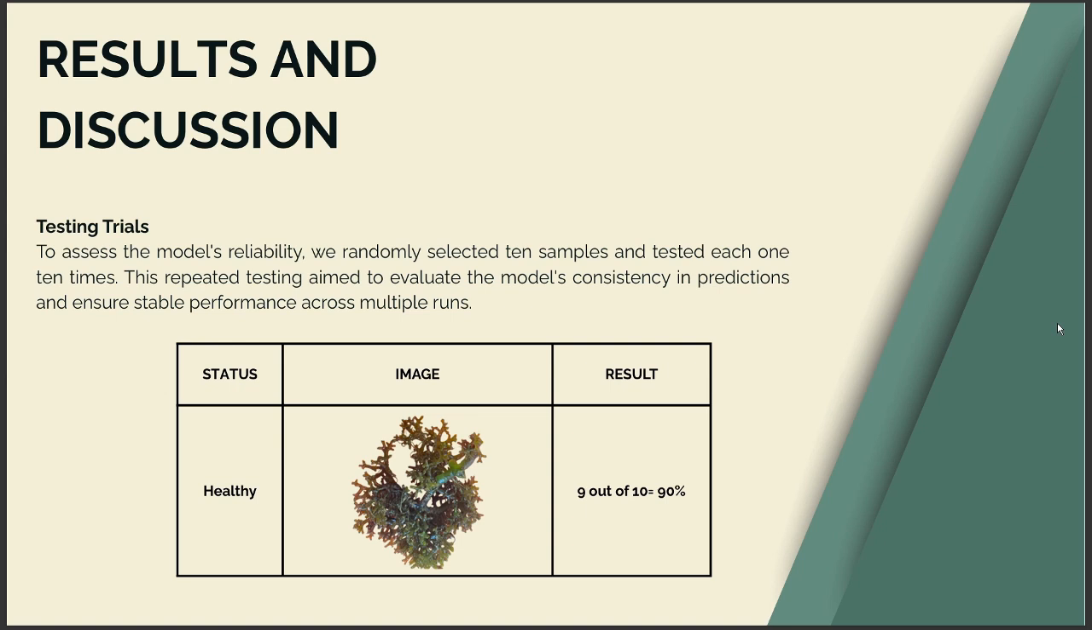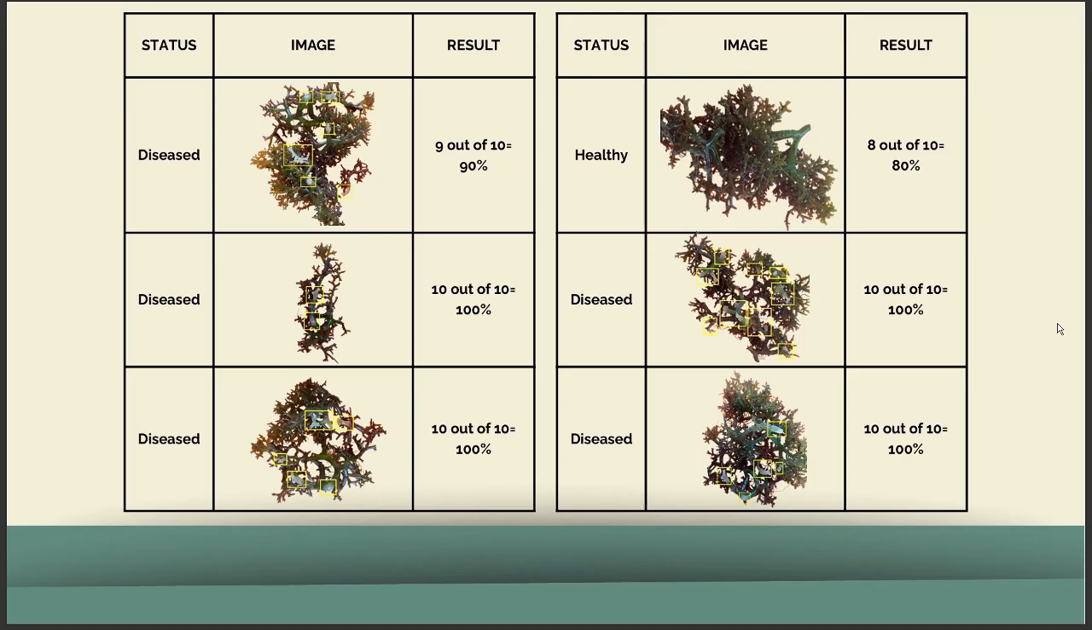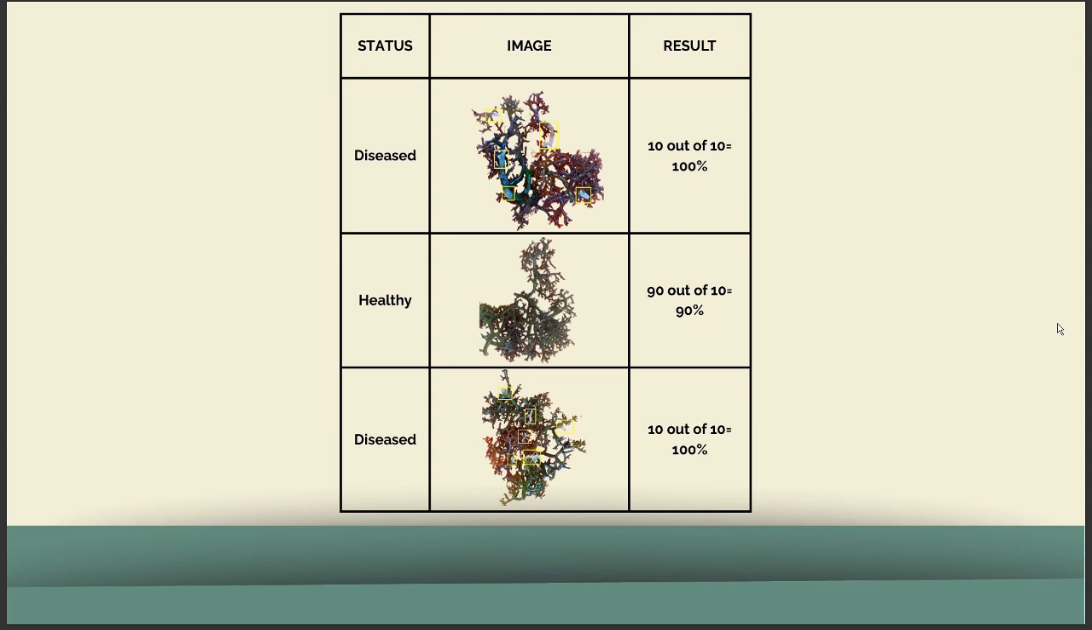So we have here the image of a healthy seaweed. It was correctly identified 9 out of 10, thus resulting to 90%. Next, 9 out of 10, 90%. Then 10 out of 10, 100%, twice. Then 8 out of 10, 80%. Then 10 out of 10, 100%, three times. Then 9 out of 10, 90%. And 10 out of 10, 100%.